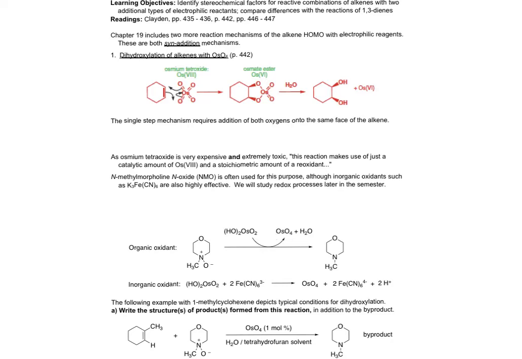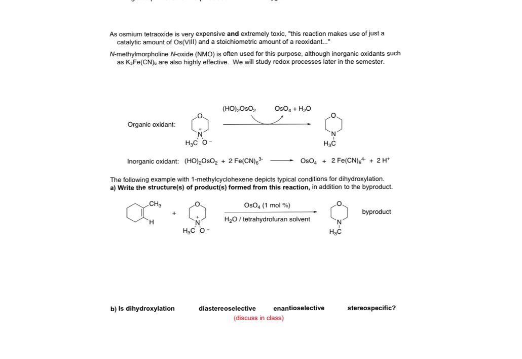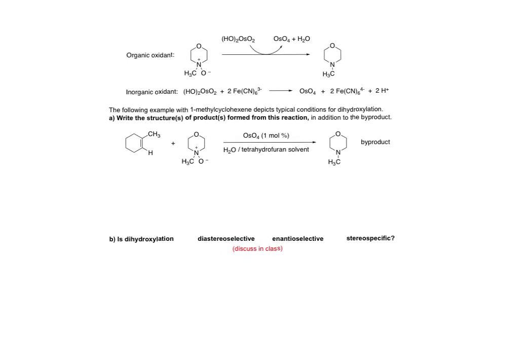Scrolling further down the page, what's most important are the products that arise from this transformation. And from one equivalent of N-methylmorpholine N-oxide and one equivalent of an alkene, such as 1-methylcyclohexene, and a catalytic amount of osmium tetroxide in a mix of an organic solvent and some water to hydrolyze the osmate ester intermediate, we get 2 organic products.